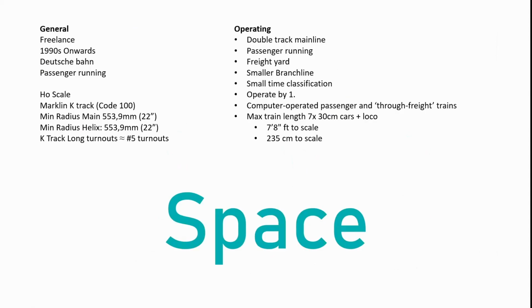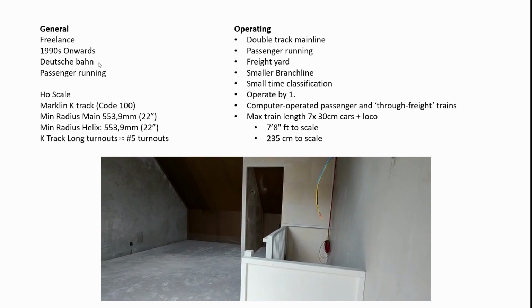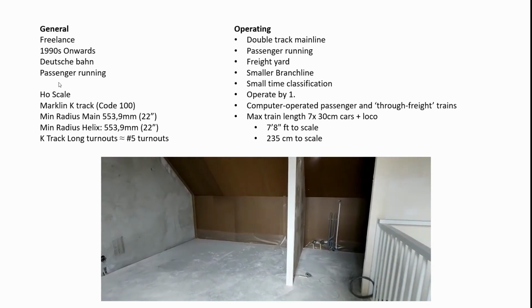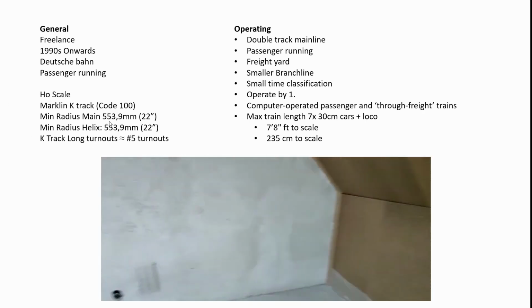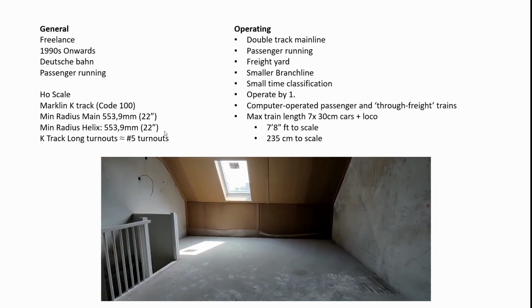Let us start with the space and the requirements from the client. It's a freelance layout set in 1990s onward in Germany/European setting. A lot of passenger running, and it's all going to be a Märklin track, a lot of flex track, minimum radius of 550 millimeters, which is 22 inches. This is, for European standards, quite large.